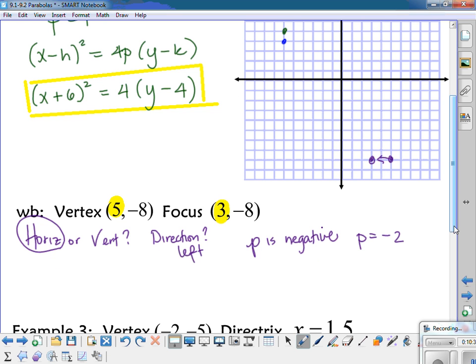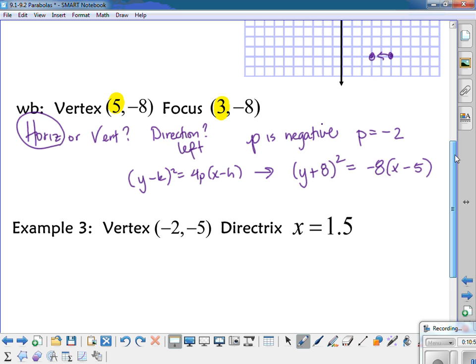So then because it's horizontal, I know it's y minus k squared equals 4p times x minus h. And so then you just plug in the vertex for your h and k. And so it becomes +8 because minus a negative. And so y plus 8 quantity squared equals -8 times x minus 5. Okay. All right. Sometimes they're going to give you the directrix, though, instead of giving you the vertex.